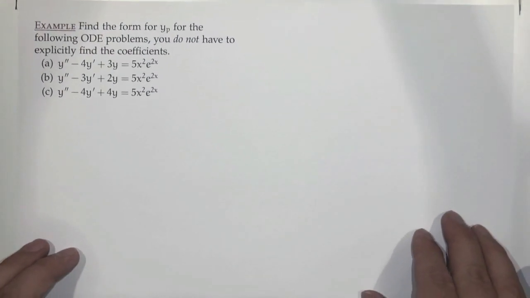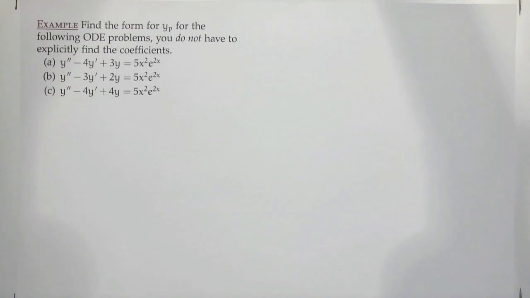So, example. Find the form. Here we don't actually have to solve for our coefficients. We have to find the form. Sorry, real quick. When you do the lower powers, do you just go one power lower, or which? All the way down, as we'll see. You've got to go all the way down.